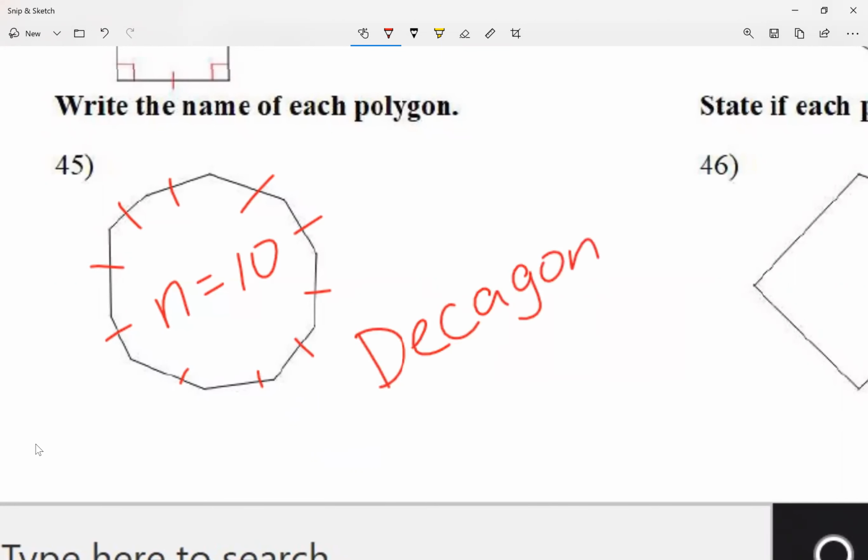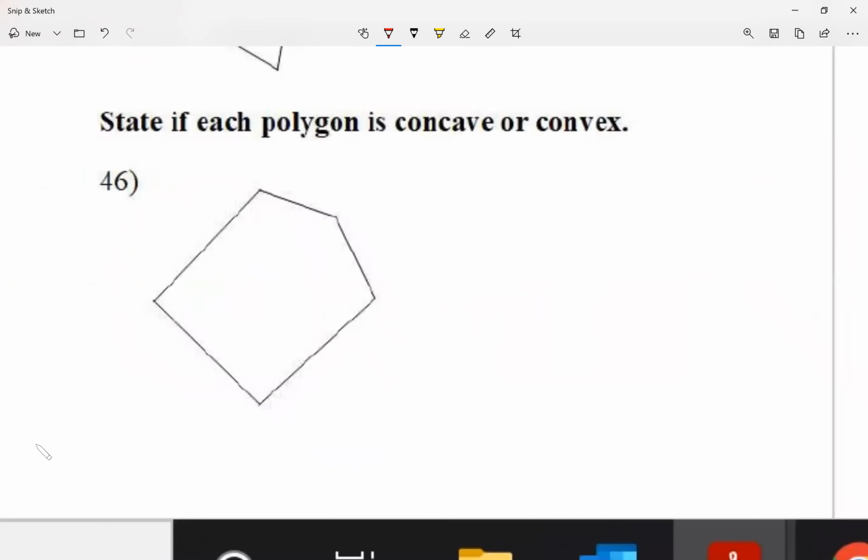Right, a couple of days ago, we covered the names of polygons. I gave you guys a list, and they had to have from 3 to 12 sides. In this case, 10. Another thing we talked about was concave or convex. Concave, I'm trying to find a hole in it. I'm trying to find a dent. I don't seem to find one.